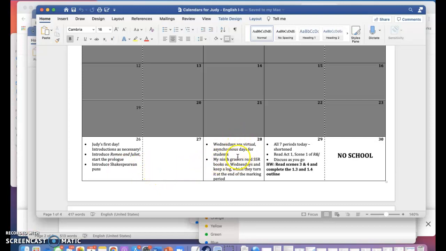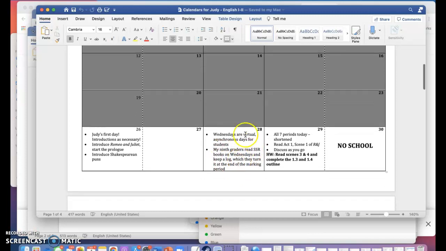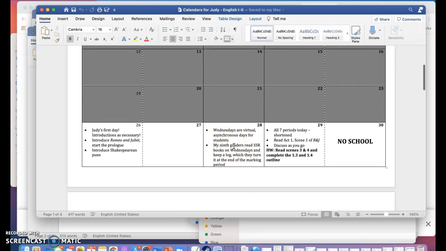So then Wednesdays are our asynchronous days. The kids are totally virtual on Wednesdays. My ninth graders read SSR books, and they have a log that they keep for the whole marking period. They will have started their fourth marking period reading log by this point. So the only thing you need to do is collect the log at the end of the marking period. But they have a book and they have a log, so you don't need to keep track of that until the end of the marking period.